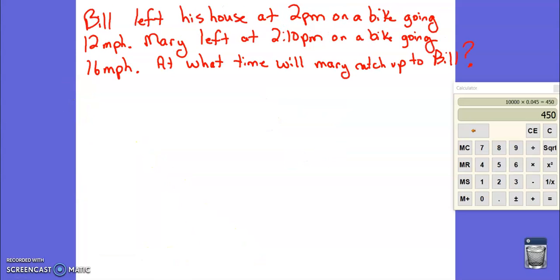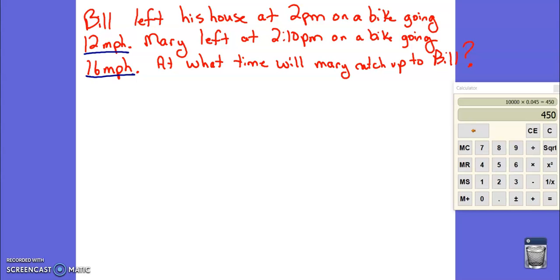All right, last problem here. Bill left his house at 2 p.m. on a bike going 12 miles an hour. Mary left at 2:10, just 10 minutes afterwards, and she's trying to catch Bill. So notice that Bill is traveling 12 miles an hour, and Mary is going 16 miles an hour and trying to catch him. And I want to know, what time will Mary catch up to Bill?